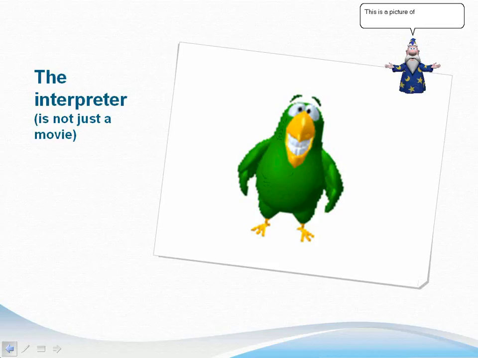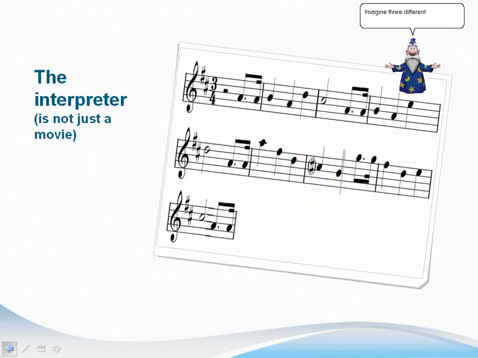This is a picture of my friend Kitty. He's going to be helping me later. Now let's talk about the interpreter. Imagine 3 different people who saw this. The first person would just see many lines and black circles. The second person may recognize this as music, but not know what it sounds like. And the third person may see this and instantly start singing.